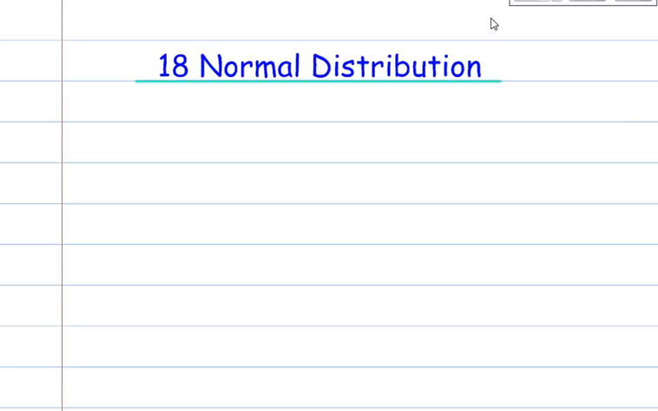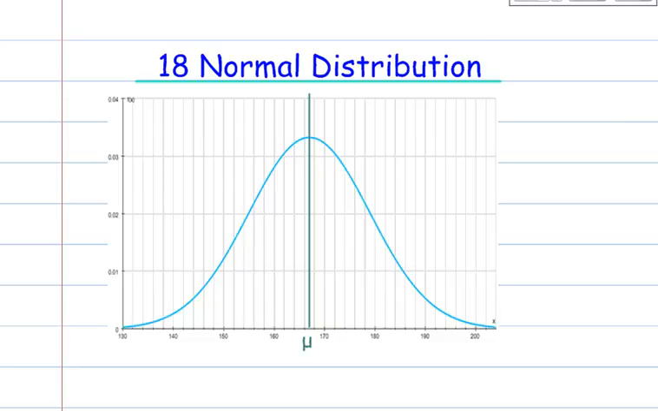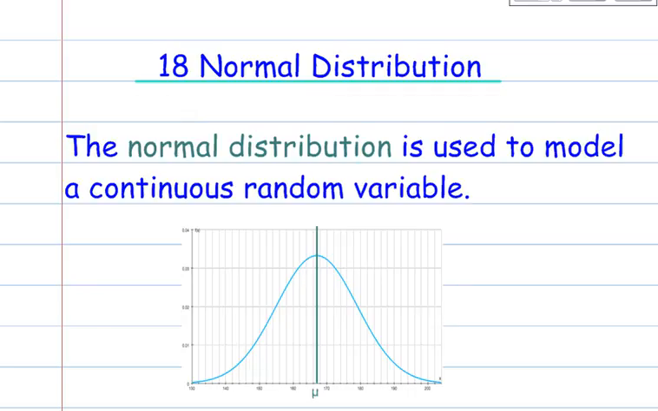IB, Standard Level, Chapter 18, Normal Distribution. Okay, the normal distribution is used to model a continuous random variable. The model is a bell-shaped curve centered around the mean, as you can see below.